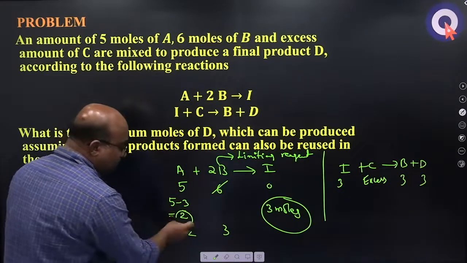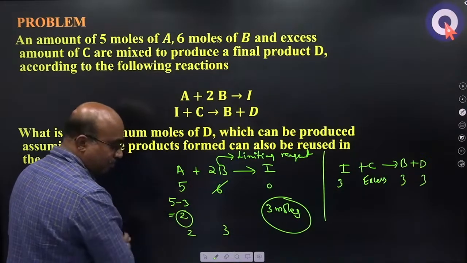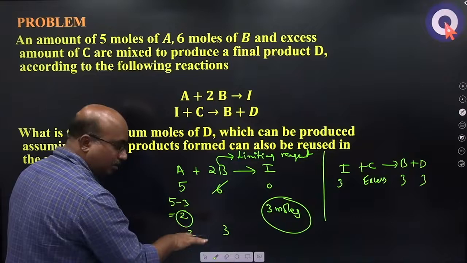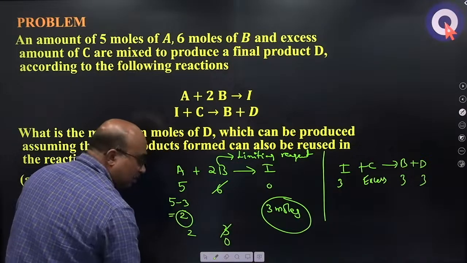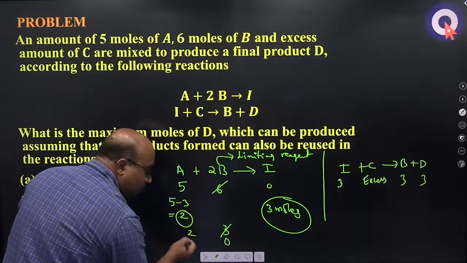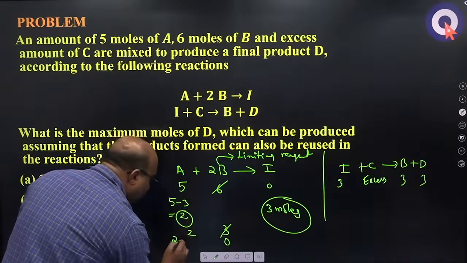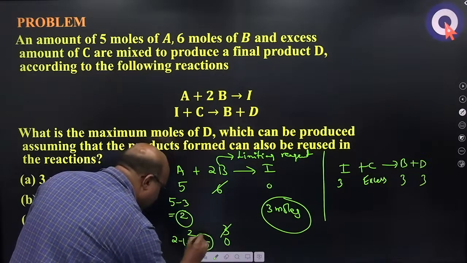So now for this 2 moles, how much of this is required? Again 4. But we have again only 3. So this 3 consumes it. How much of this reacts? 3 by 2, 1.5. So 2 minus 1.5, so 0.5 of A will be left now.